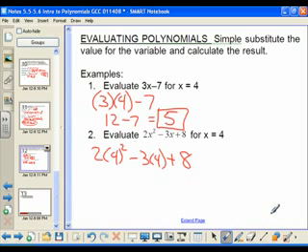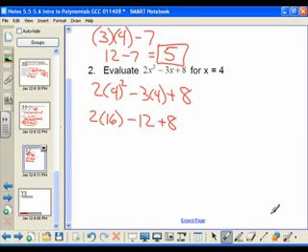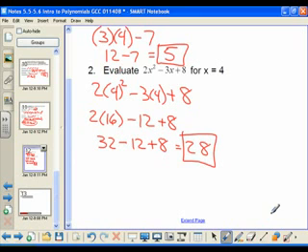Anyone have a question about what I just did there? Everywhere there's an x, we put it in. So first I'm going to square. So I get 2 times 16, 4 squared, minus 12, which is 3 times 4, plus 8. 2 times 16 is 32, so I get 32 minus 12 plus 8. 32 minus 12 is 20, plus 8 is 28. So our final answer is 28. So, questions on this?